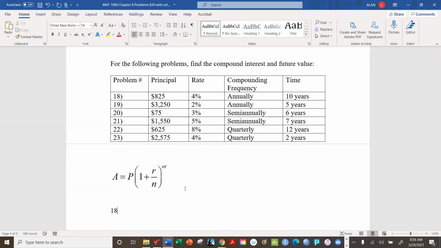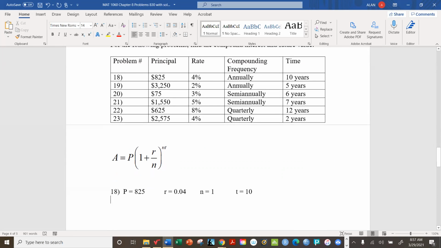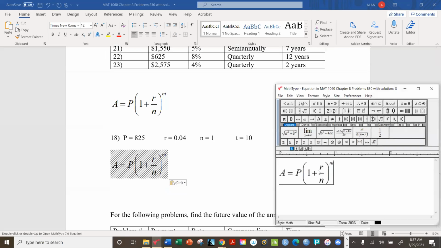we can start by listing the variables. P is 825, R is 0.04. Now the compounding frequency is the N in our formula. And then we have T equals 10. So we'll plug those numbers into here first. So we've got 825 times 1 plus, okay, over 1. And then up here we'll have 1 times 10.